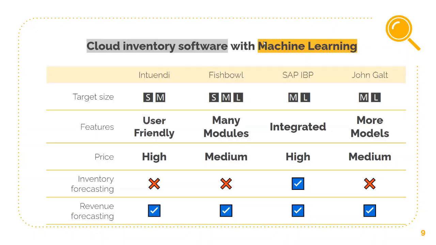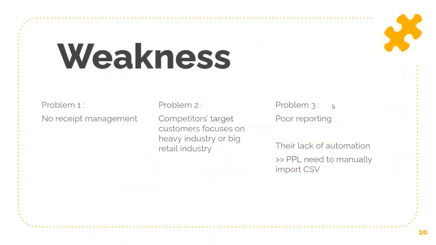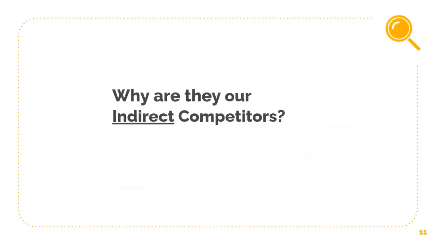And our competitors mainly focus on the medium and large clients with high pricing. And we found that their weaknesses are there's no receipt management, less customer spectrum, and poor reporting. So why are they our indirect competitors, not directly?